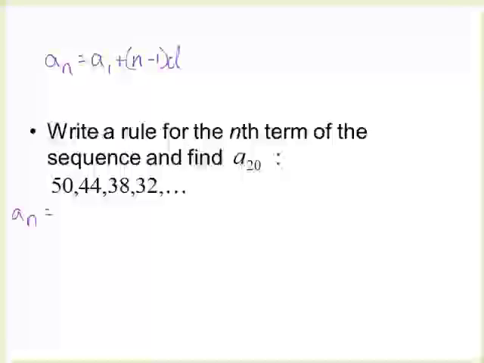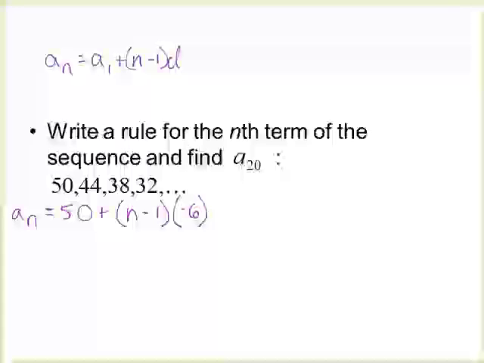A sub n equals A sub 1, which means first term, so that would be 50, plus n minus 1 times d, where d is the common difference. So what are we adding each time here? Negative 6. With a difference, we always want to think about what we are adding. If your inclination is to say that we're subtracting 6, instead think about adding a negative 6. The common difference should always be what we are adding to get from term to term.